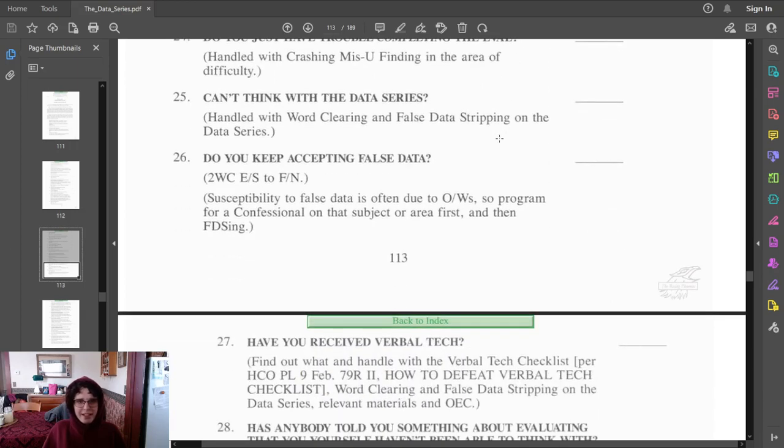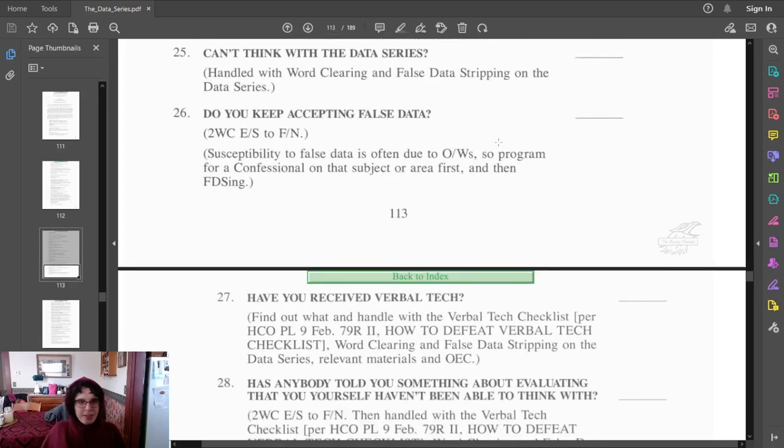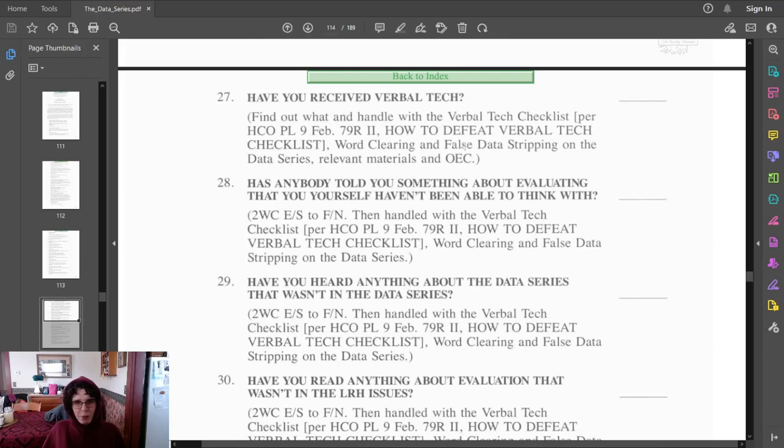Can't think with the data series? No, I can't. Thanks for asking. Handled with word clearing and false data stripping on the data series. Do you keep accepting false data? Two-way comm ES to FN. Susceptibility to false data is often due to overts and withholds, so program for a confessional on that subject or area first, then FDSing. Have you received verbal tech?